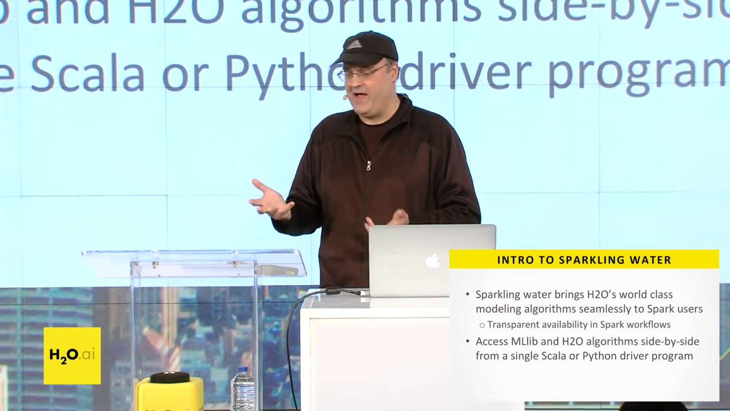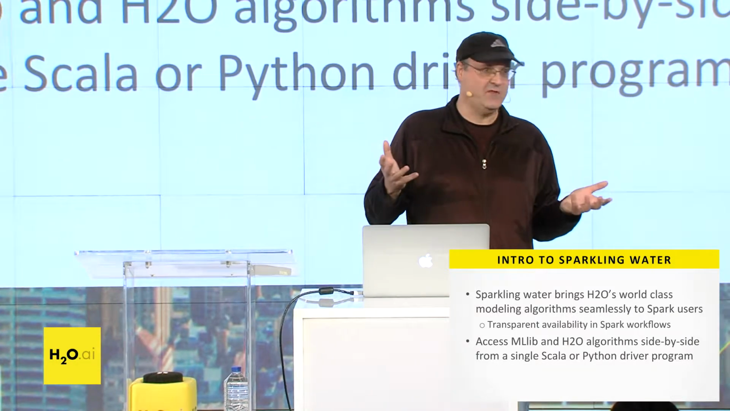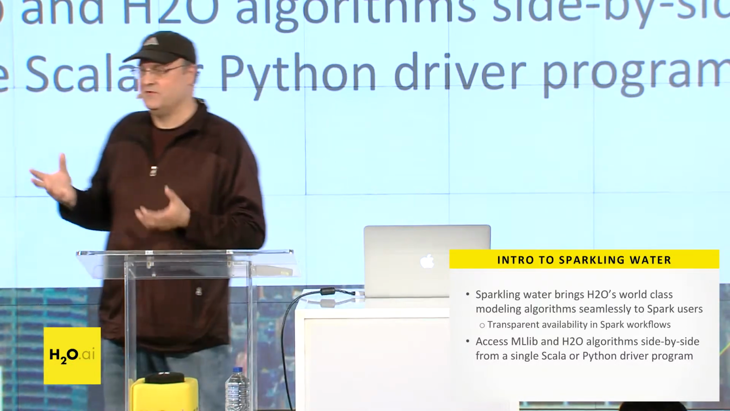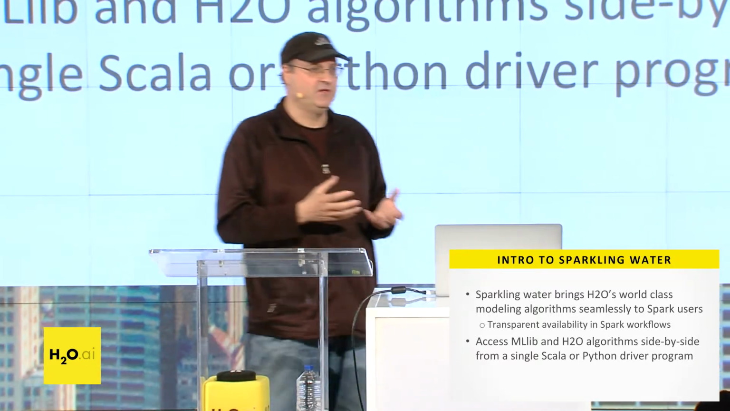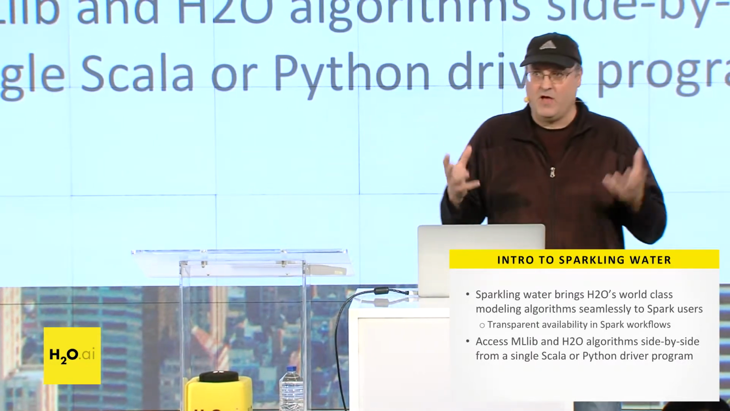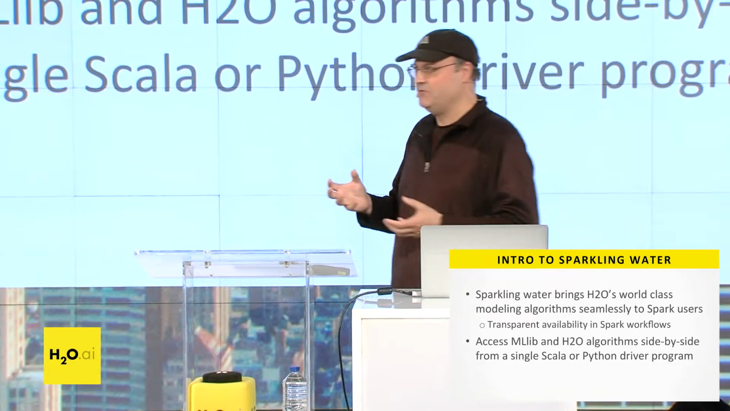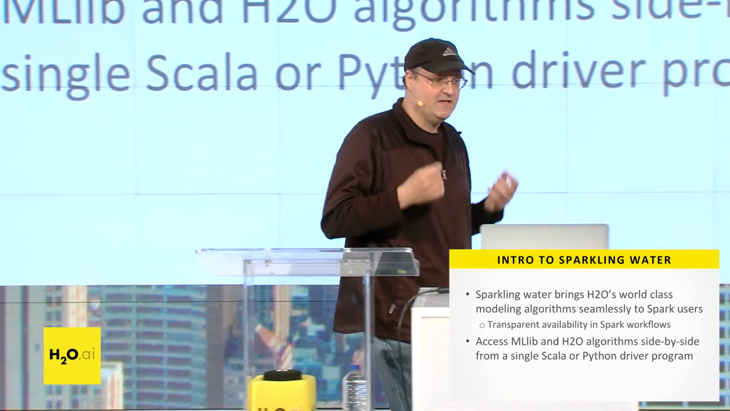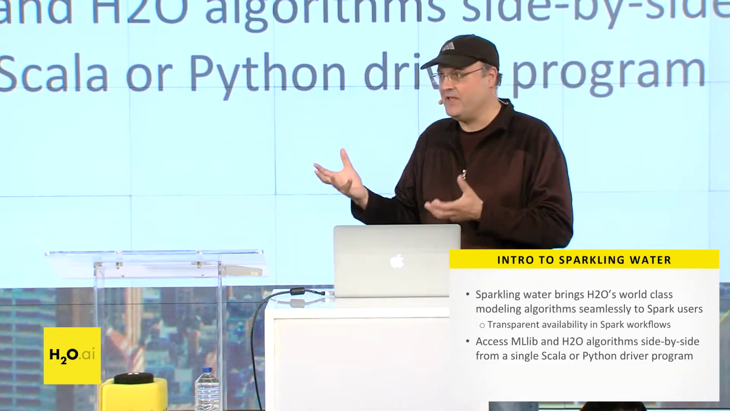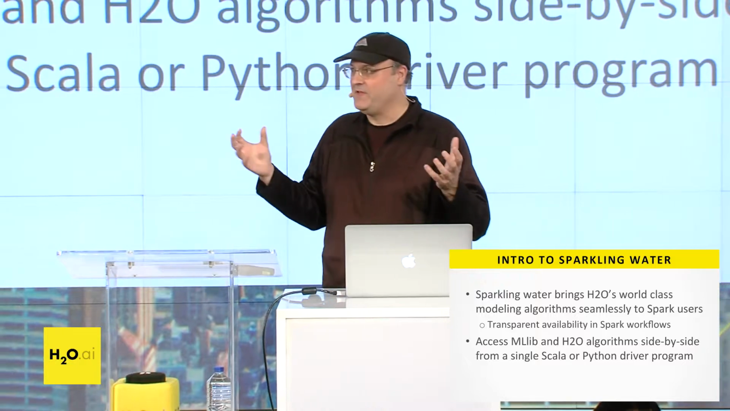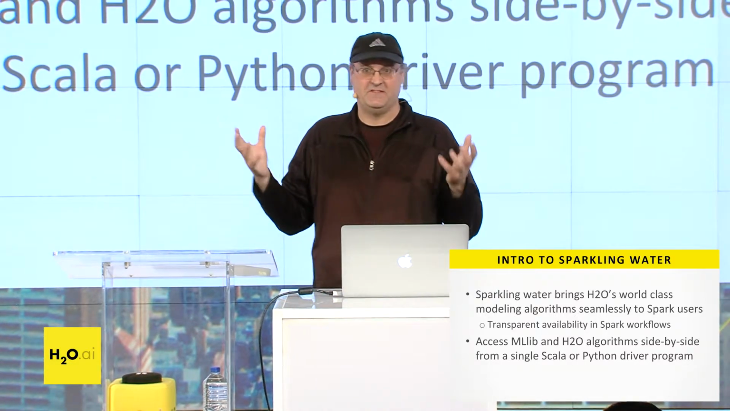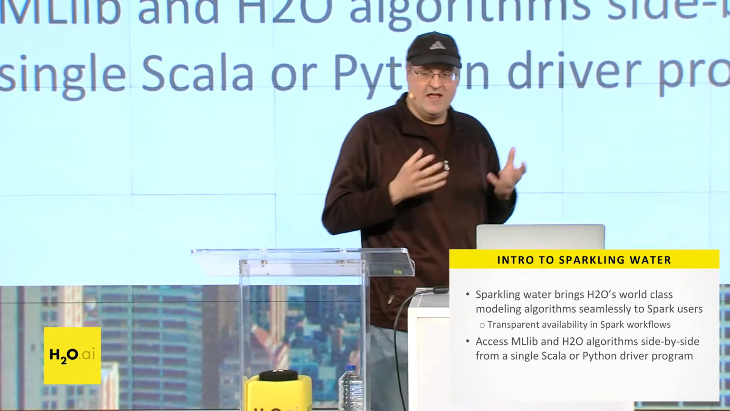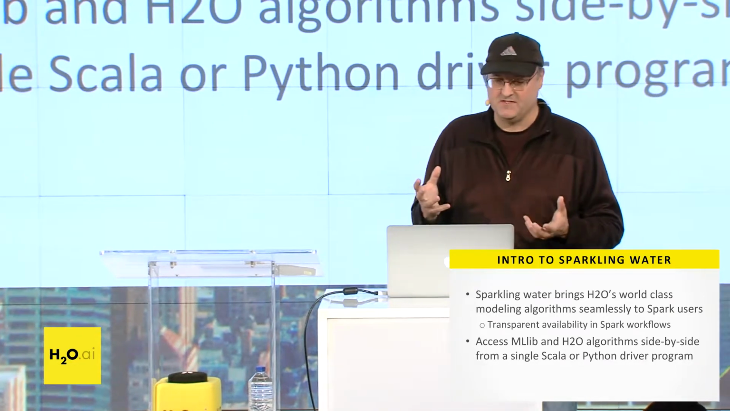First, let me give you a little bit of background on what Sparkling Water is, for those of you that haven't heard about it. The idea is to bring H2O's algorithms to the world of Spark users. H2O is a Java project, it's open source, and Spark is a Java JVM-based project, also open source, so it really makes sense to give you the ability to take those two worlds and use the best of both side by side. And that's really what we're trying to do with Sparkling Water.